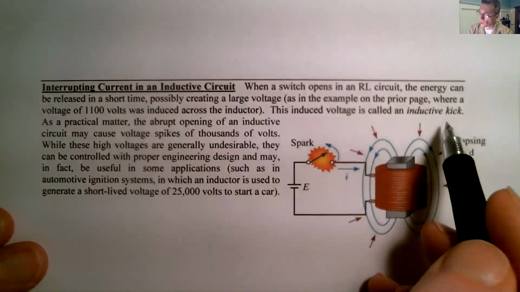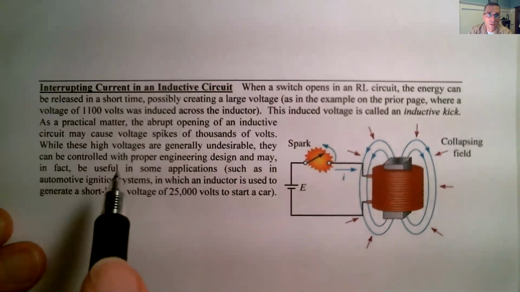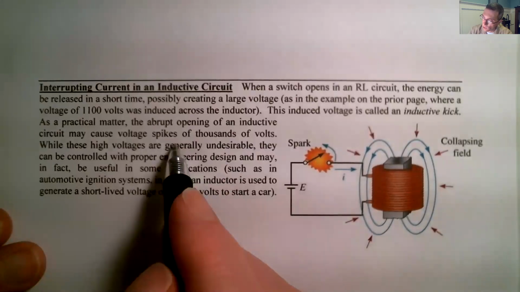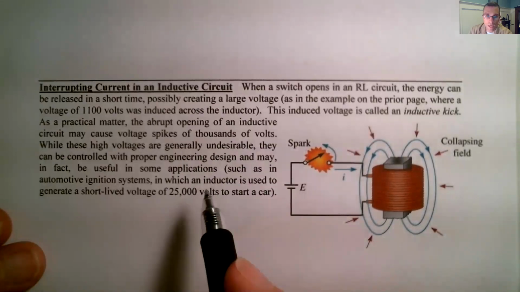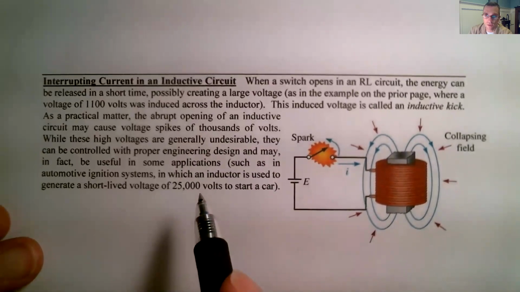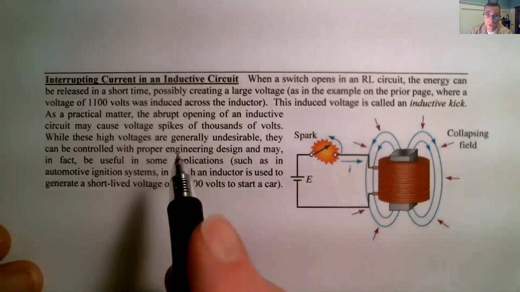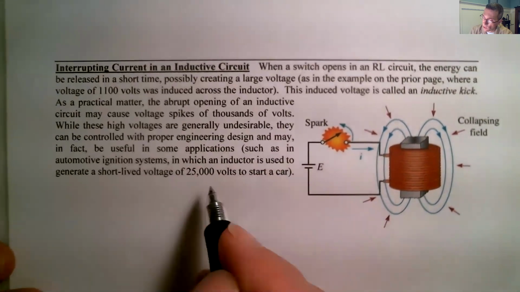This induced voltage is called an inductive kick. As a practical matter, when you abruptly open an inductive circuit, it can cause voltage spikes in thousands of volts. Generally, they're undesirable. We don't like having large voltages because it's going to release someplace. But sometimes we need it, especially when we're talking about internal combustion engines.